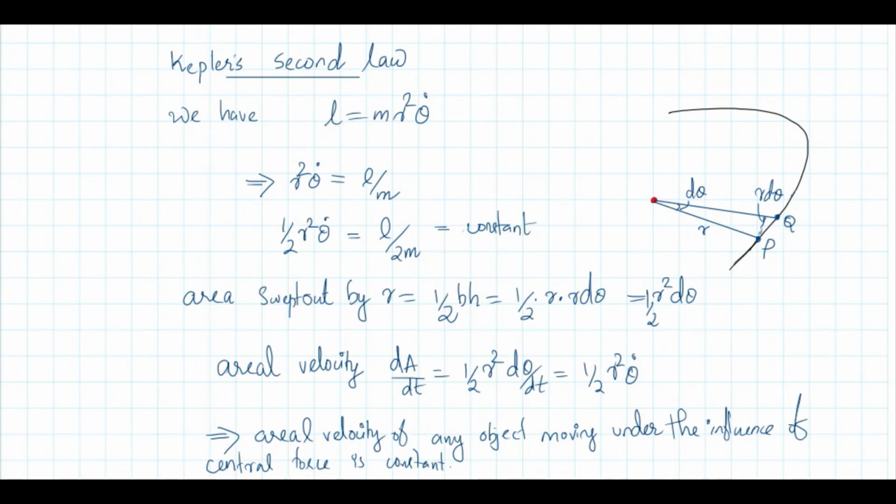We have angular momentum L equal to m r squared theta dot. So this will give me an expression: r squared theta dot is equal to L by m. Half r squared theta dot is equal to L by 2m. And this L, we already know, is a constant of motion. Mass is also a constant in the non-relativistic case. So this right hand side is a constant. That means half r squared theta dot is a constant. Now what is half r squared theta dot?